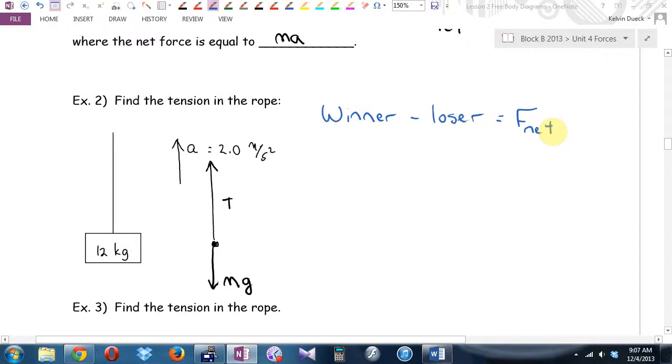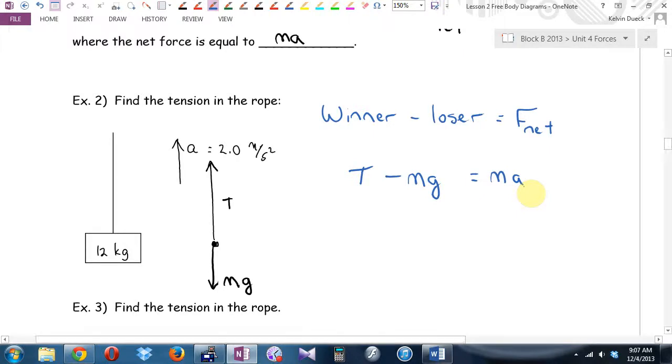Who's winning? Who's losing? What's in the opposite direction of tension? Are there any forces in the opposite direction of tension? Those are losers! Sorry, that came out a little strong. Who's losing? And that's going to equal, what did I say F net was always going to be replaced with? MA. In a couple of examples, we'll jump straight to this line without writing the tug of war above it.